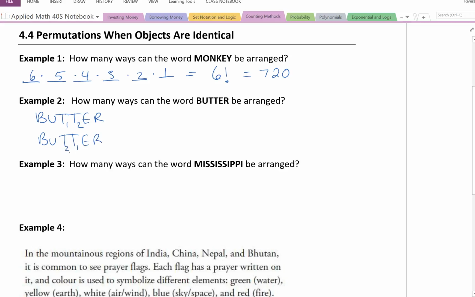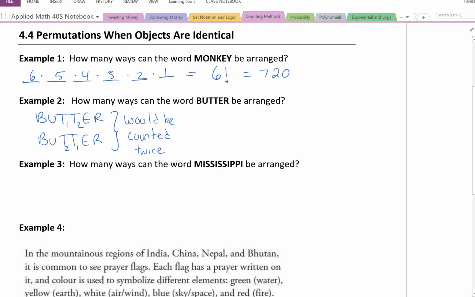and switch the 2 T's around, unless I actually label the T's or color the T's or do something, those 2 arrangements are really just the same thing, right? That would normally have been counted twice, which we don't want to do.